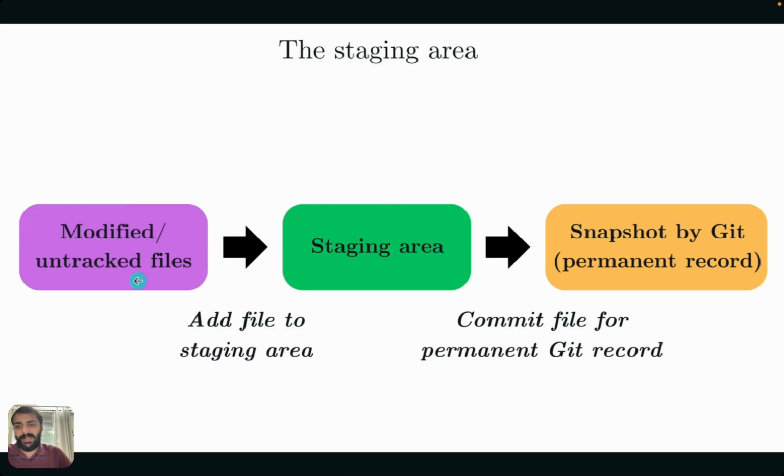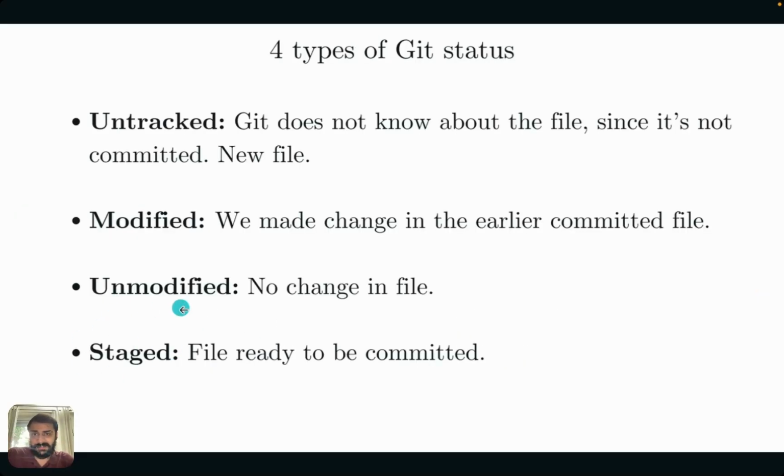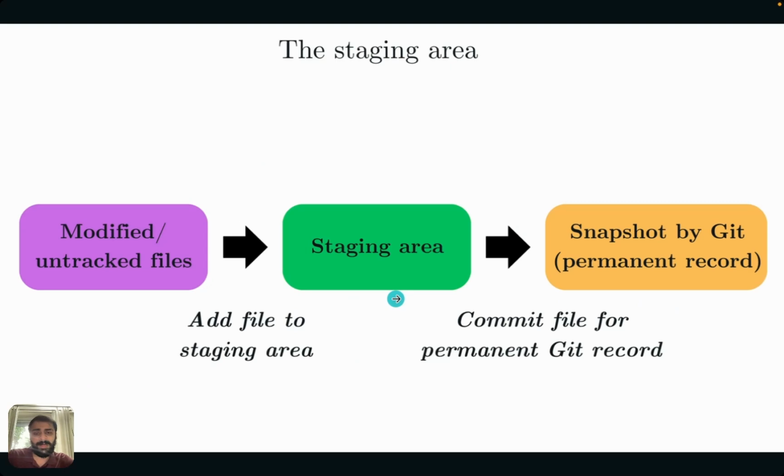So modified or untracked files, you need to add the file to the staging area first. Okay. And then its status is changed to staged. That's why there's this fourth type of status which is staged. We'll see that in a moment.